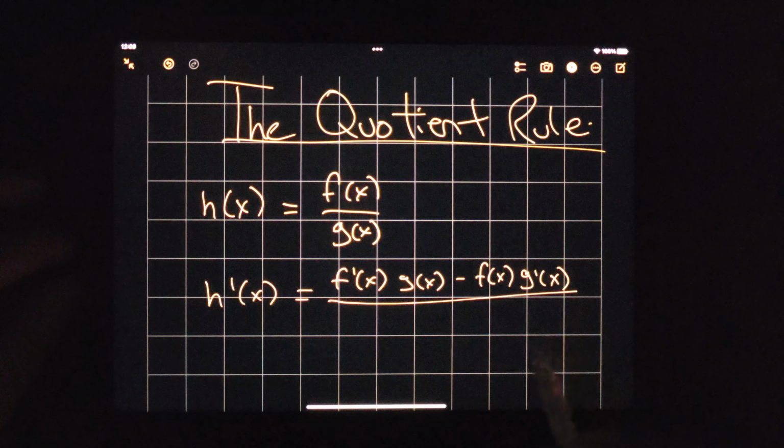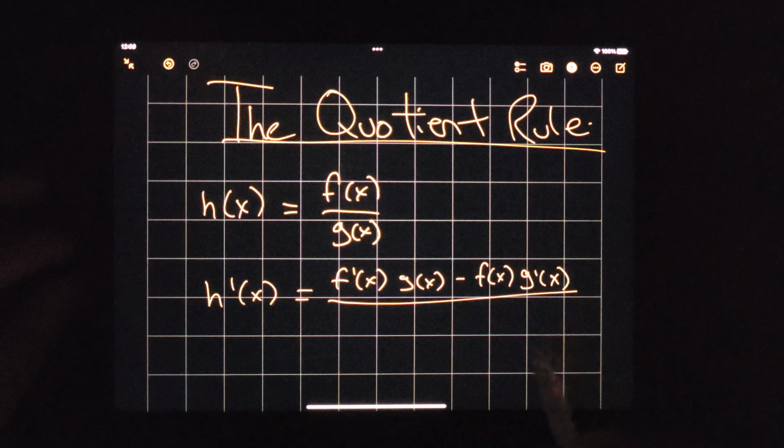f of x is equal to 3x minus 4. g of x is equal to x squared plus 5. Our f prime of x is equal to 3. And then our g prime of x is equal to 2x. So let's write that out in that form.